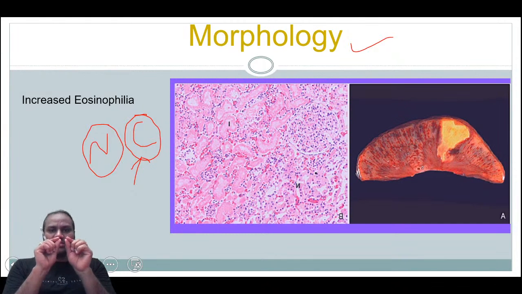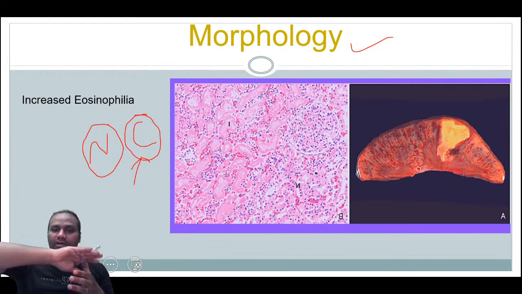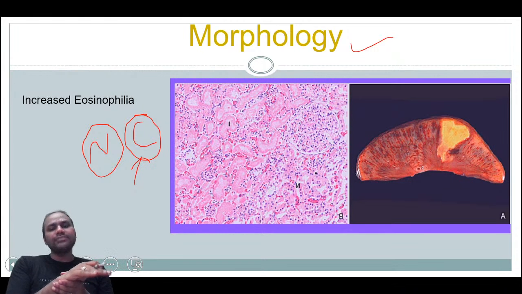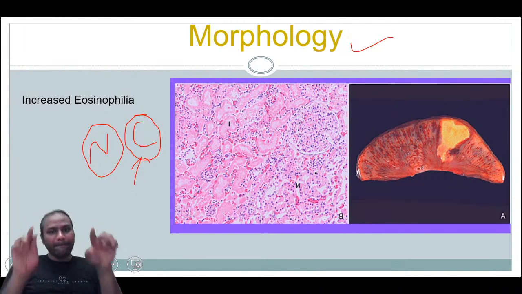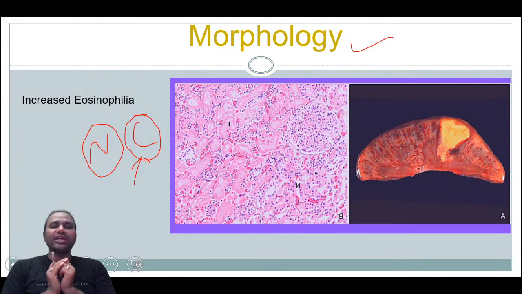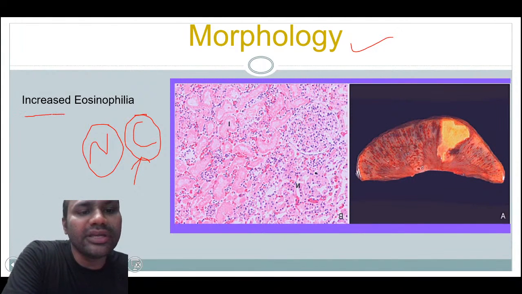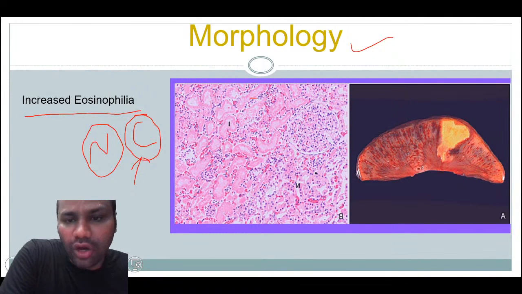Once organelles are digested, the RNA proteins are also removed by the enzymes, and hence the only thing left is clear cytoplasm, and that cytoplasm will stain more pinkish. Hence eosinophilic cytoplasm. So there will be increased eosinophilia in case of necrosis.